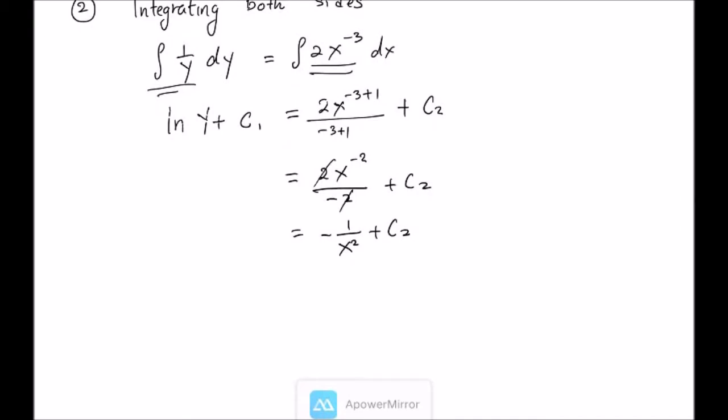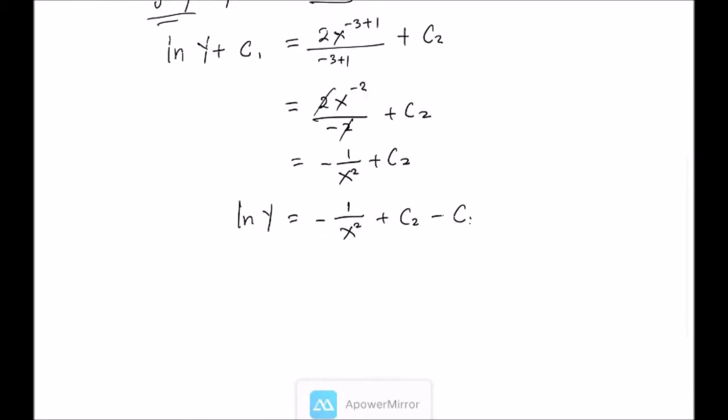At the left hand side, you have ln y plus c1. So your ln y equals negative 1 over x^2 plus c2 minus c1, where we bring the c1 to the right hand side. c2 minus c1 is actually just a constant, so just c would be enough.